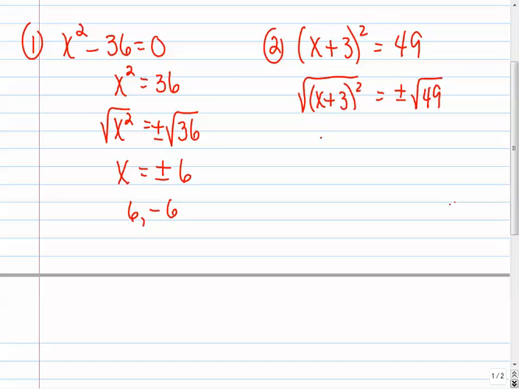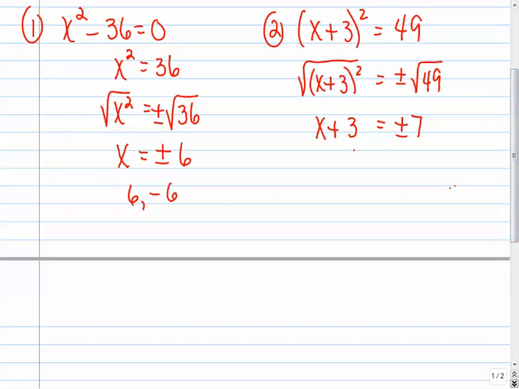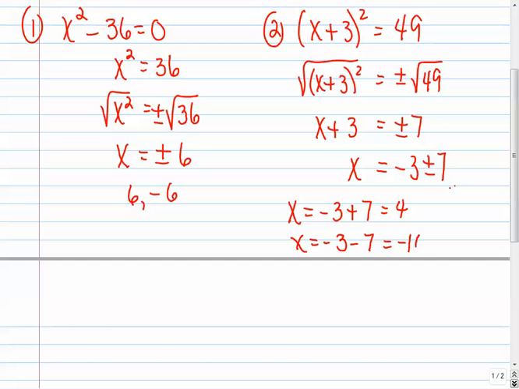And so the square root of x plus 3 squared equals x plus 3. And then the positive and negative square root of 49 is positive and negative 7. So I have to finish solving for x, which means I need to subtract 3 to leave x by itself. Now when you bring that negative 3 over, put it in front of the plus and minus. It works a little bit better if you do that. So I have to find my two solutions. One is x equals negative 3 plus 7, which is 4. And the second one is x equals negative 3 minus 7, which is negative 10.